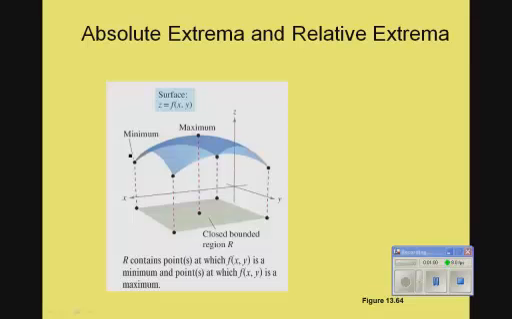Here's a nice picture from the book, so I thought I want to show you this. Here's my surface. Z is a function of x and y, right? Z tells me how high I am at any particular input. And so you can have a maximum and you can have a minimum, right? Now this is what's called a closed bounded region R. Let me use those words carefully. A region, that's just an area. That's not a big deal.